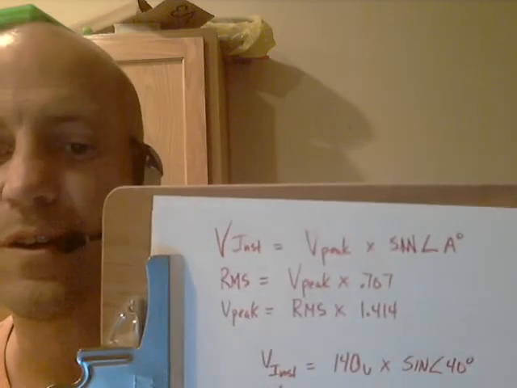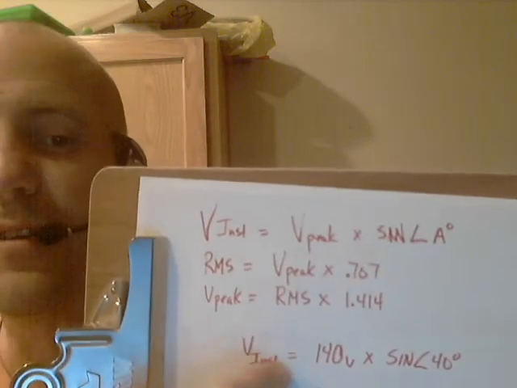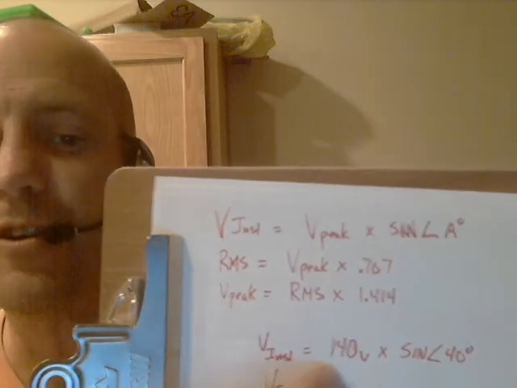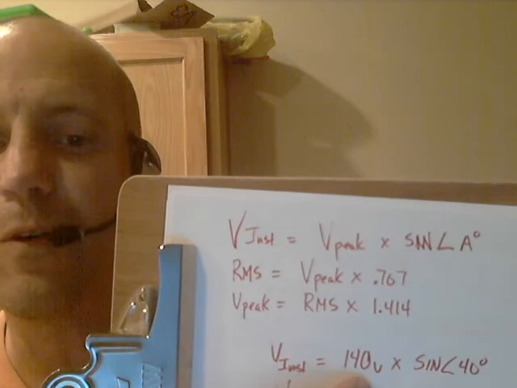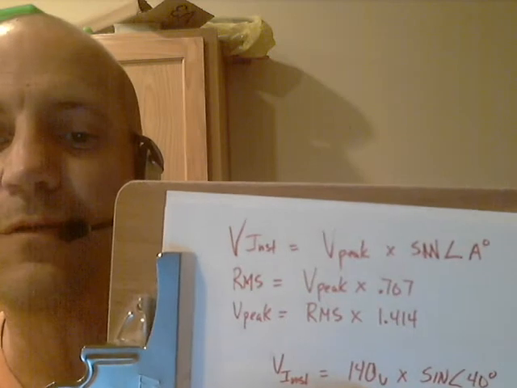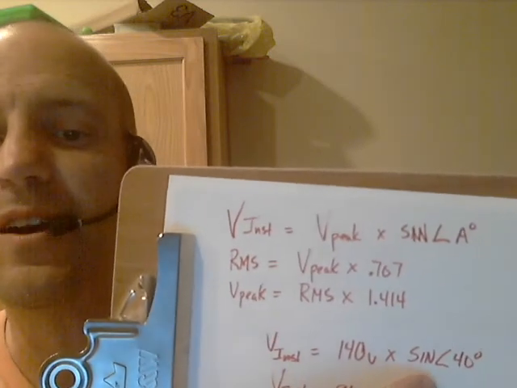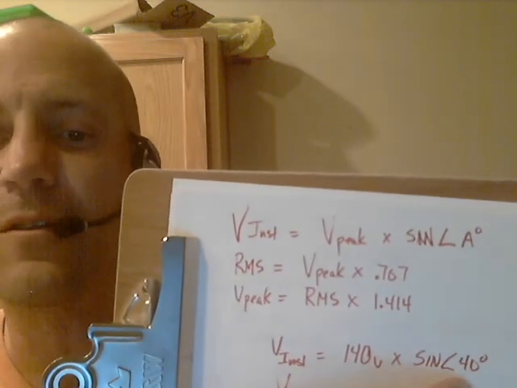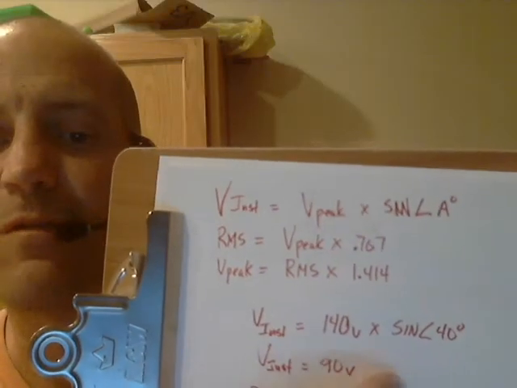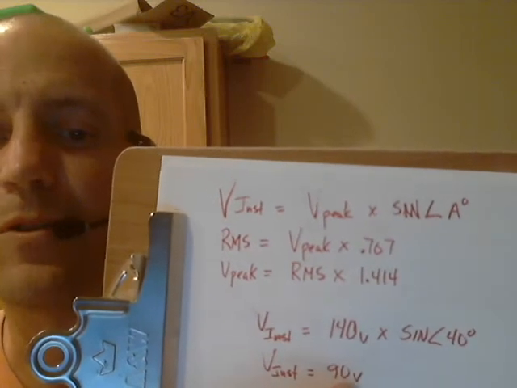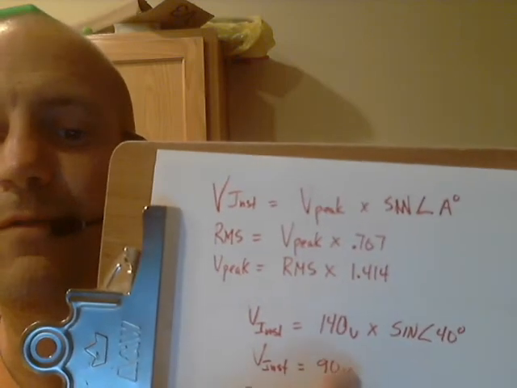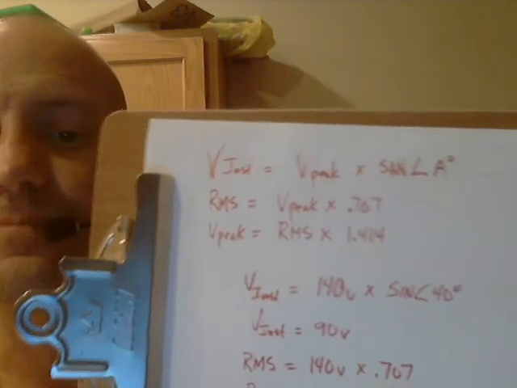I chose 40 degrees arbitrarily, but the formula is the same regardless of what angle of rotation you want to look at. You take your peak voltage, in this case 140 volts, which is what it peaks out at after 90 degrees of rotation, and multiply that by the sine. Usually you can find this on your calculator. Plug in your angle of rotation, 40 degrees, and we see that it's reached a value of about 90 volts. So it's not quite up to the maximum yet, but it's getting there. 90 volts after 40 degrees of rotation.